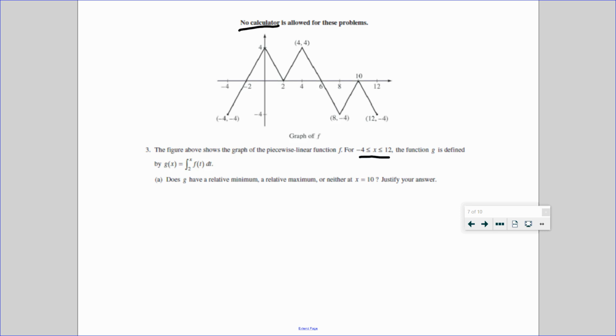They say g is defined by this integral. That should look very familiar to us. This is obviously our second FTC problem, so that's what we're going to be using. Question A says, does g have a relative minimum or relative maximum at 10? That's our first derivative test, or we like to say sign charts. Please make sure you show them.